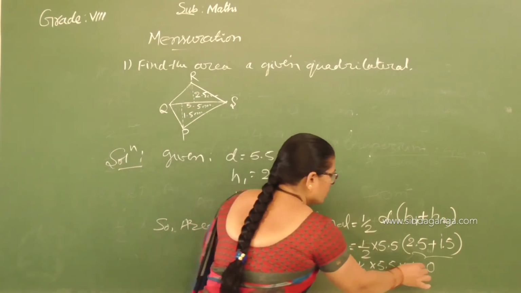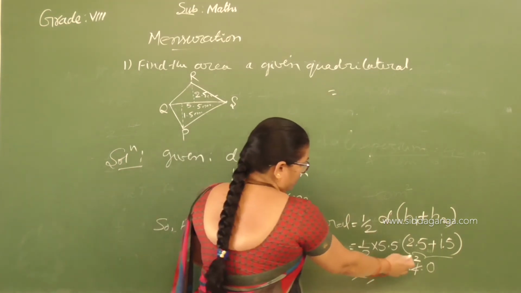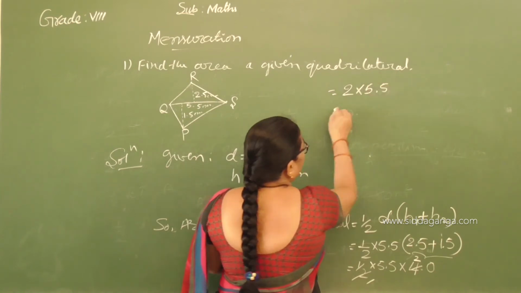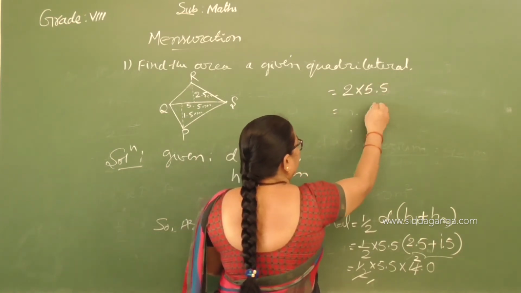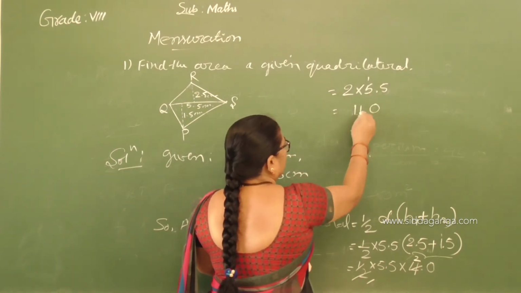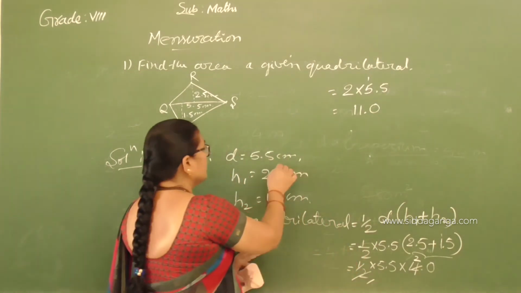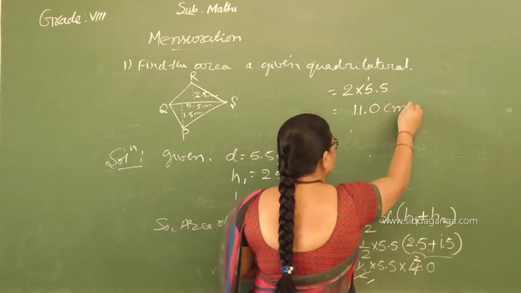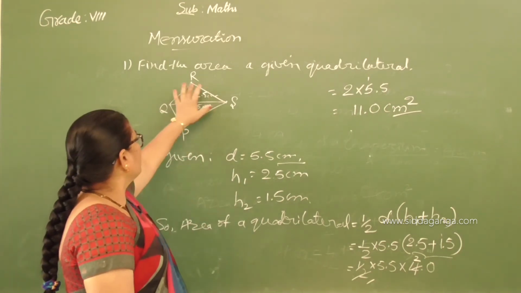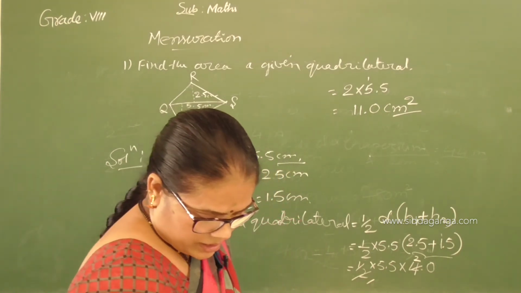2 1s are 2, 2 2s are 4. That will be equal to 2 into 5.5. 2 5s are 10, 1 carry 0, 2 5s are 10 plus 1, 11. Here the values are in centimeter, so area is square centimeter. Area of the given quadrilateral PQRS is equal to 11 centimeter square.